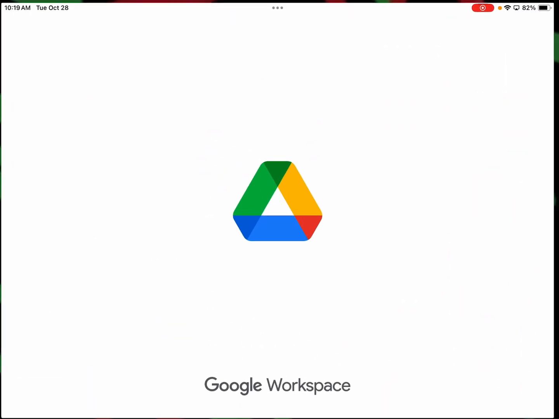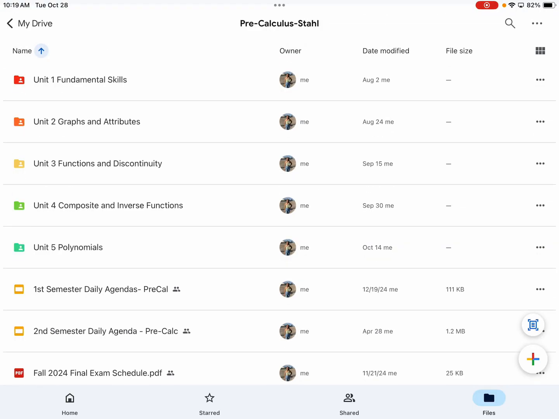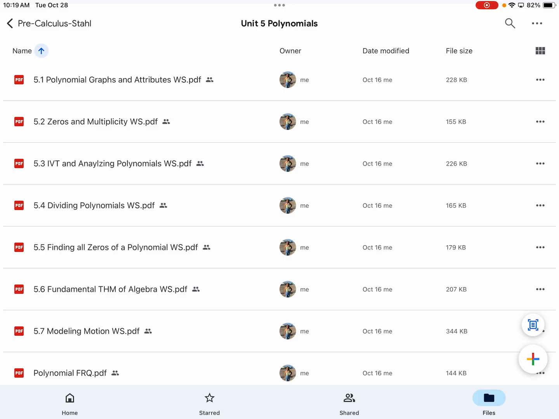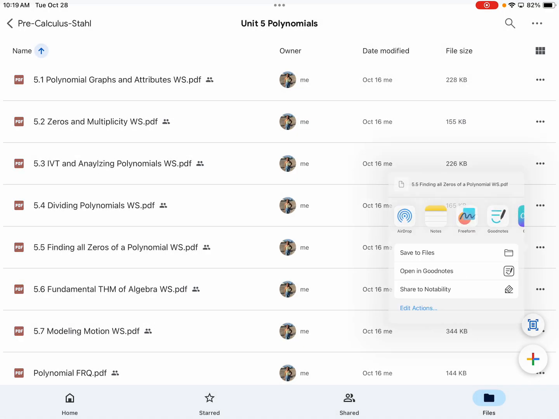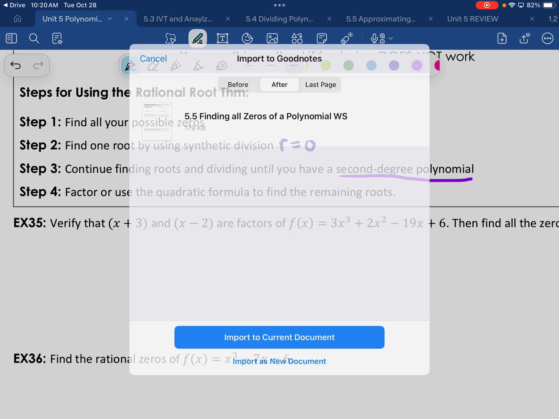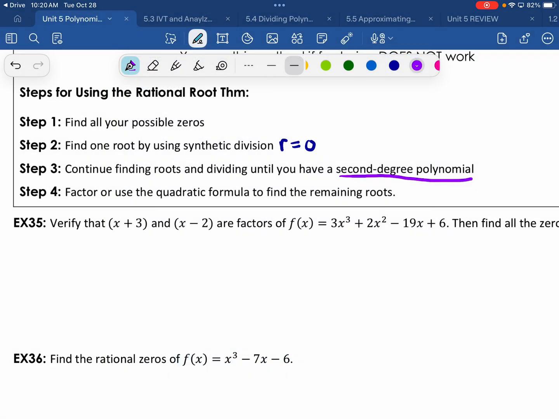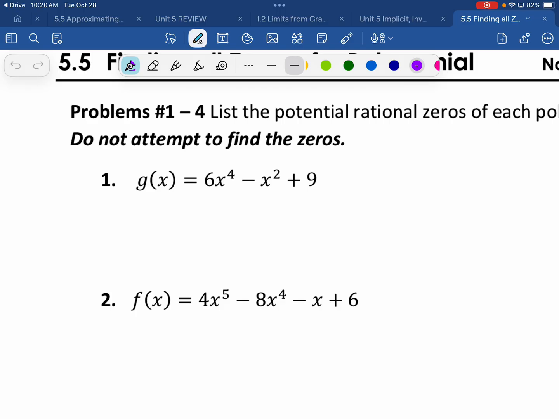Okay. I'll pull it up. And we're going to do the first 4. On the first 4 questions, we are listing the potential rational zeros. We are not finding the zeros. All we have to do is list them. So I want to talk about how you can list your possible zeros, and then we'll get into actually finding them.